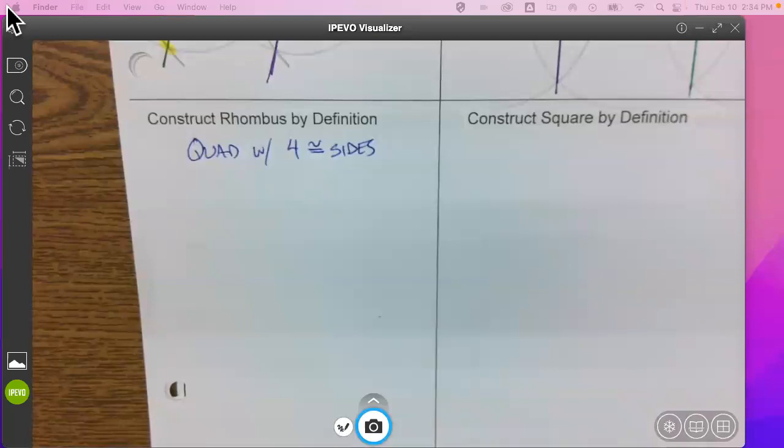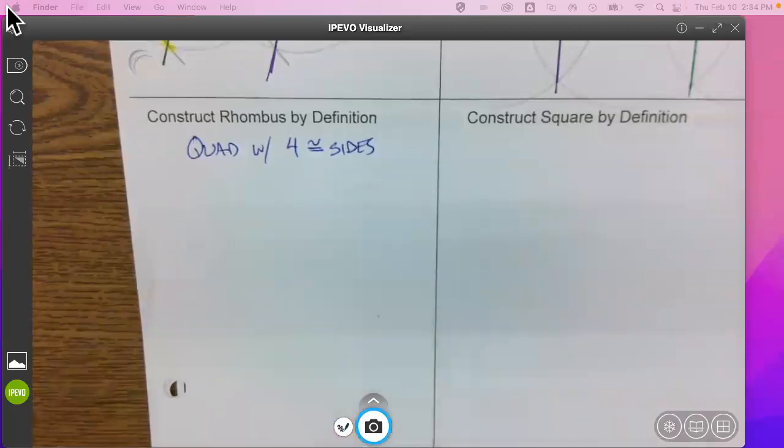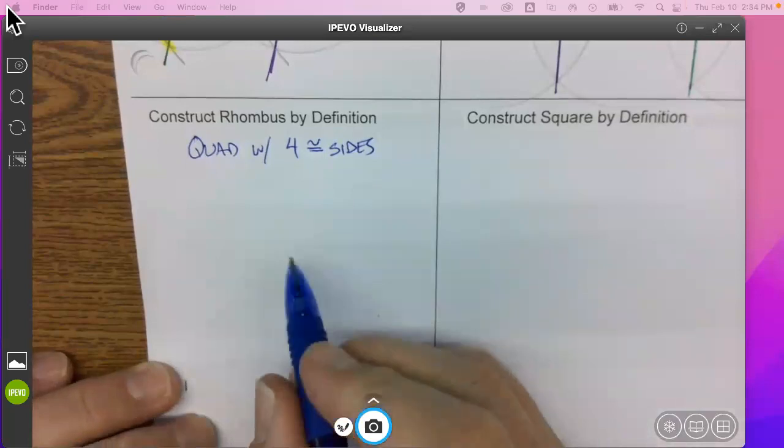If we build all that stuff into the definition, then when I want to say something is a rhombus, I'd have to prove all those attributes are true for that shape. This is the bare minimum that makes it a rhombus, 4 congruent sides. So that's what I want.